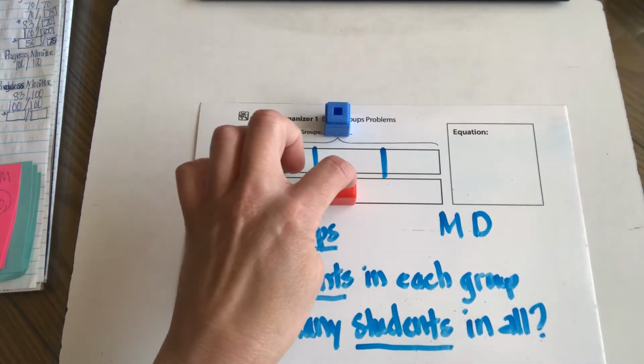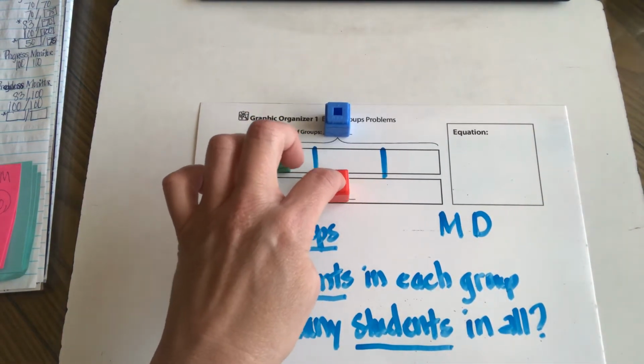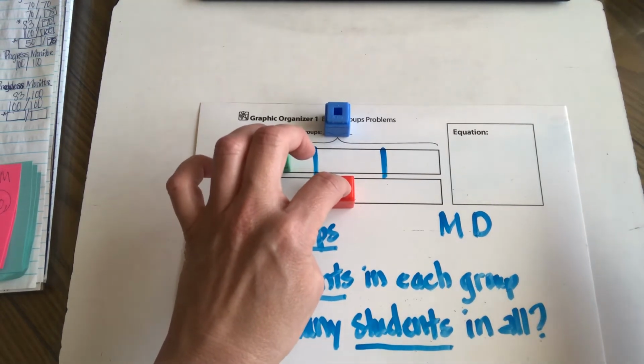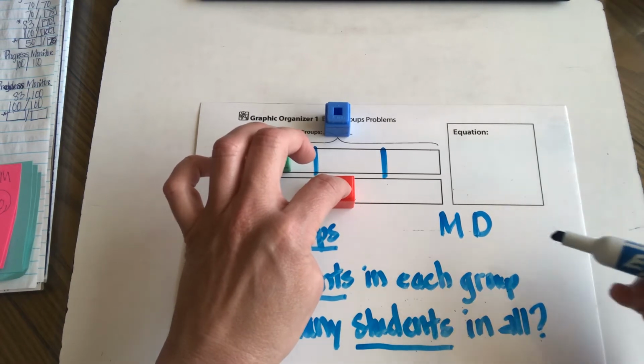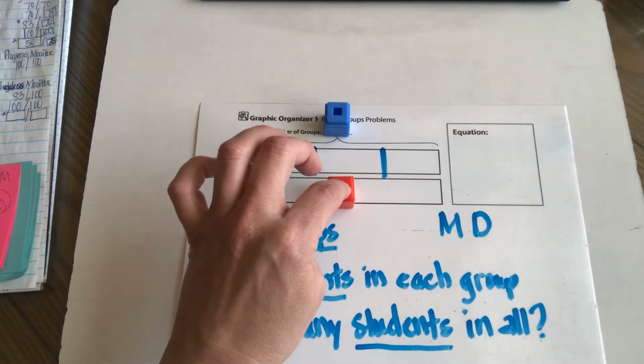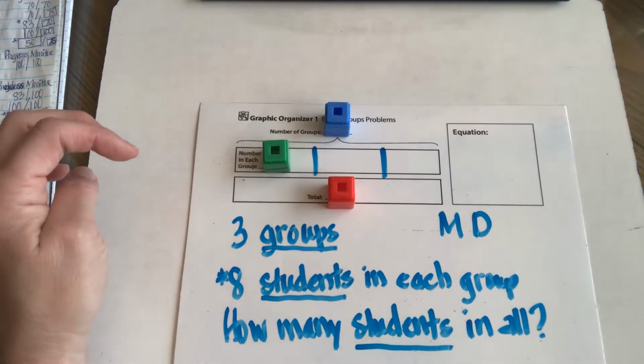And notice that I'm looking for this total. That should give you a really big clue. The only time I'm looking for the total is in a multiplication situation if I've got equal groups. The other time that I'm looking for the total is in an addition or a subtraction situation.